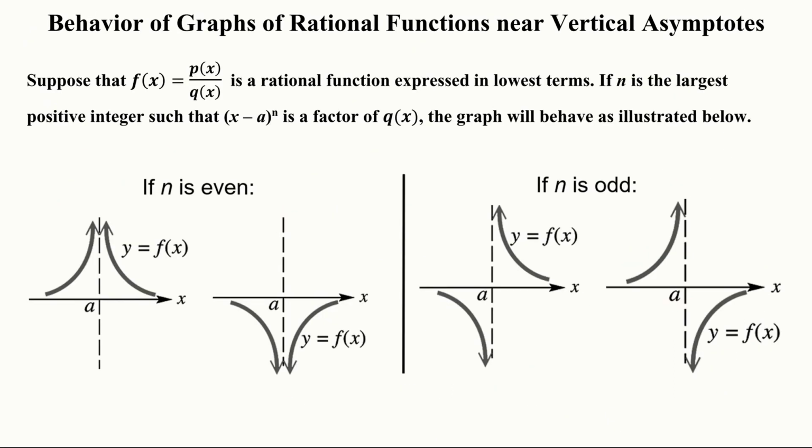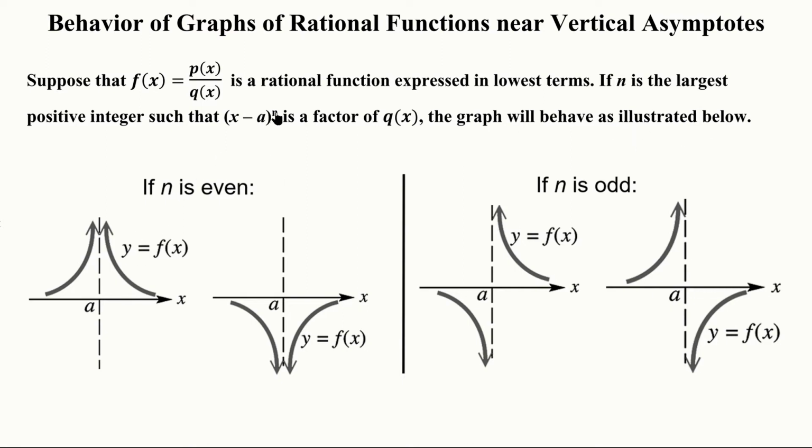Okay, we only have a couple more facts to understand before we're ready to go ahead and graph rational functions from scratch. One is the behavior of graphs of rational functions near vertical asymptotes. Suppose f of x equals p of x over q of x is a rational function expressed in lowest terms. If n is the largest positive integer such that quantity x minus a to the n is a factor of q of x, meaning the bottom function, then the graph will behave as illustrated below.